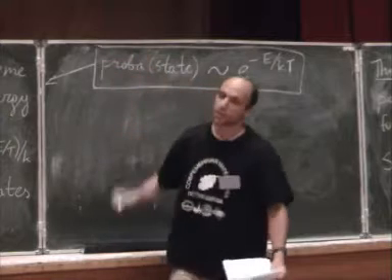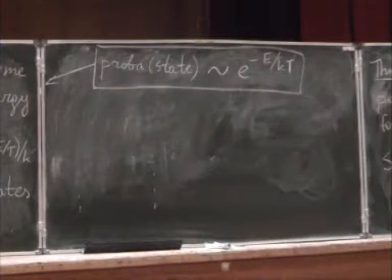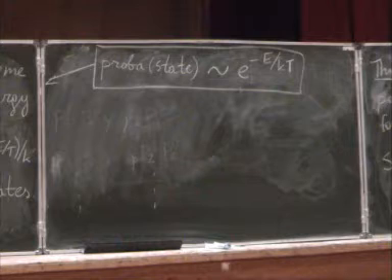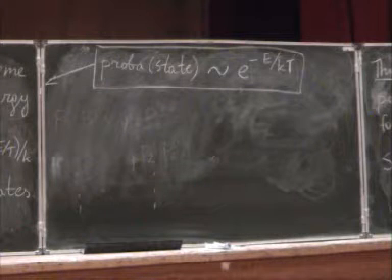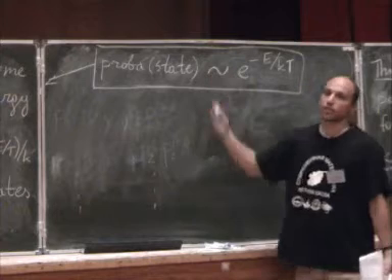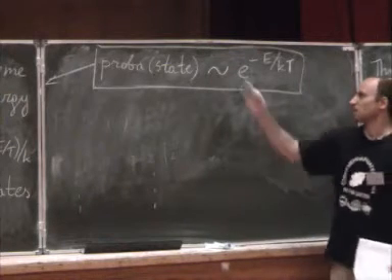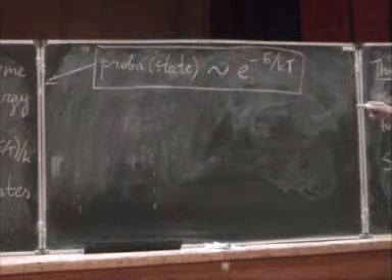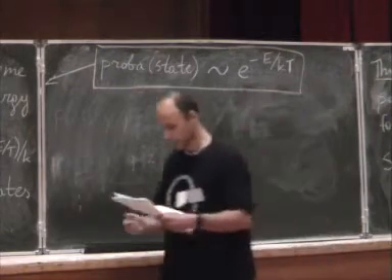So this is the formula that replaces the main postulate for a system in contact with a thermostat. Now all states do not have the same probability as last time, but they have a probability that is proportional to e to the power minus energy divided by kT.